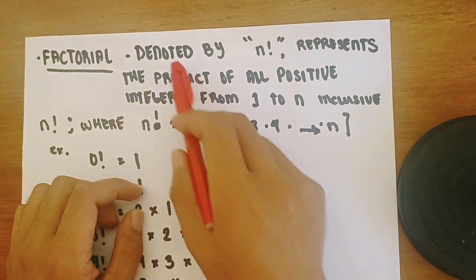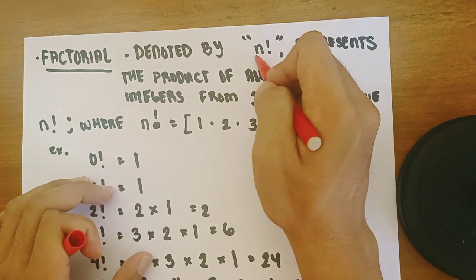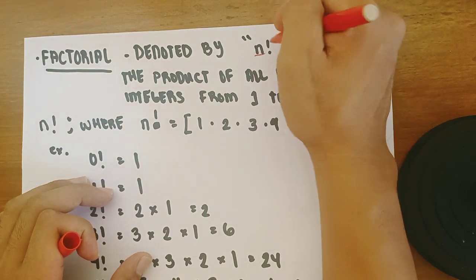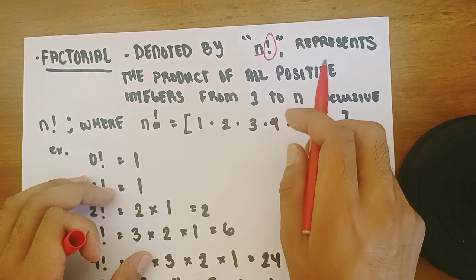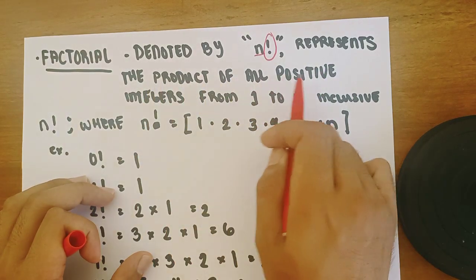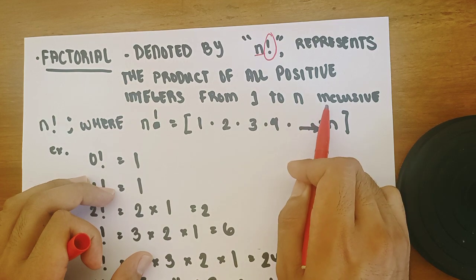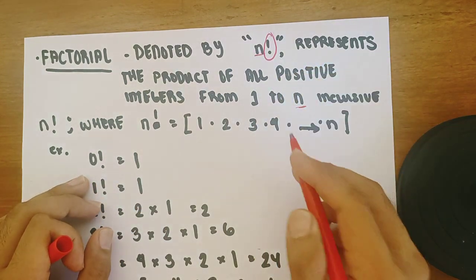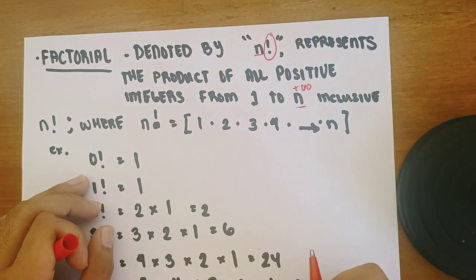Factorial is denoted by n. N is a number, okay? N, exclamation point. Itong exclamation point ang nagsasabi kung bakit siya factorial. It represents the product of all positive integers from 1 to n inclusive. Basta positive number siya, integer.